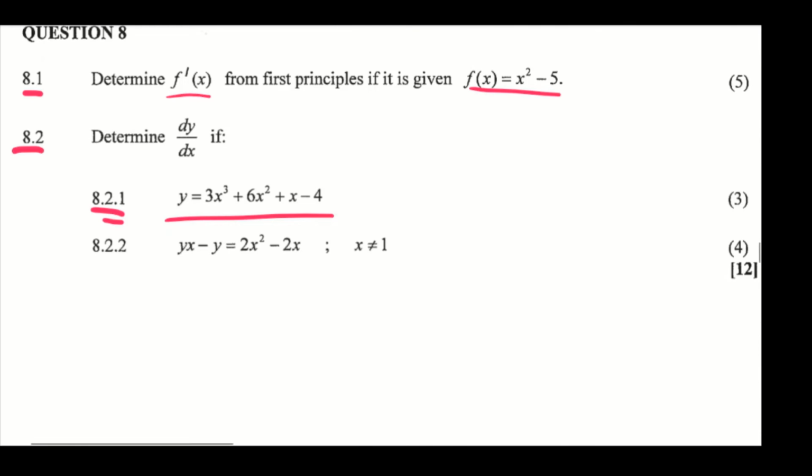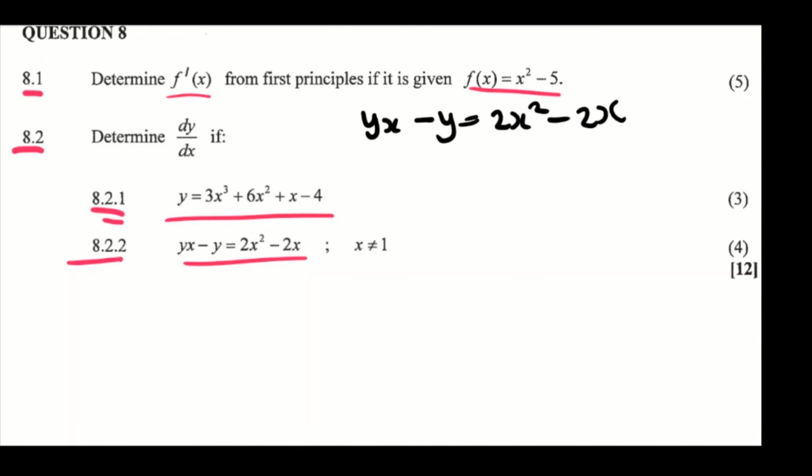So 8.2.2, we are also asked to find the derivative of this. Just to write it, you have yx minus y equals 2x squared minus 2x. We want to derive something that is y equals. Yes, it's possible to derive like this, but I don't think in grade 12 we do that. Let's just simplify and then factorize the way we need to, just to make sure that our equation is y equals, and then we'll derive from there.